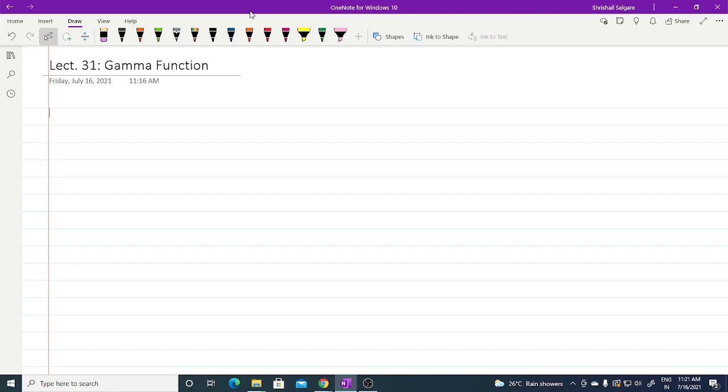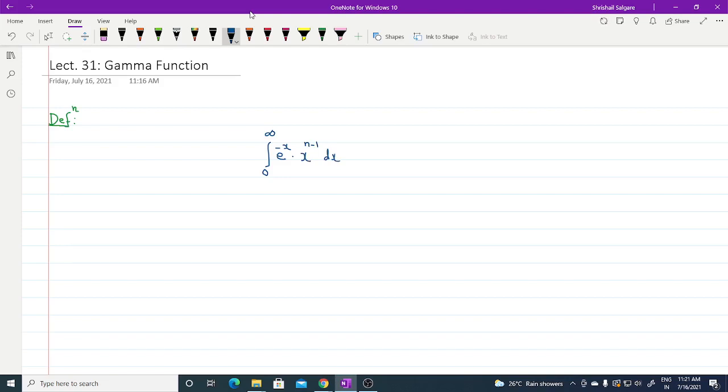Okay. Now first I will start with the definition of gamma function. So for definition, I will write a particular integral. Suppose an integral where the limits of the integral are 0 to infinity. The integrand is e raised to minus x into x raised to n minus 1 dx.